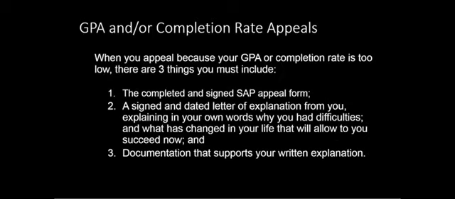If you're filing an appeal because you did not meet the requirements for the GPA or your completion rate, or both, there are 3 things you need to turn in. One is a signed appeal form, and there will be a link to this at the end of the video. A signed and dated letter from you explaining in writing what occurred. And then documentation that supports your written letter.